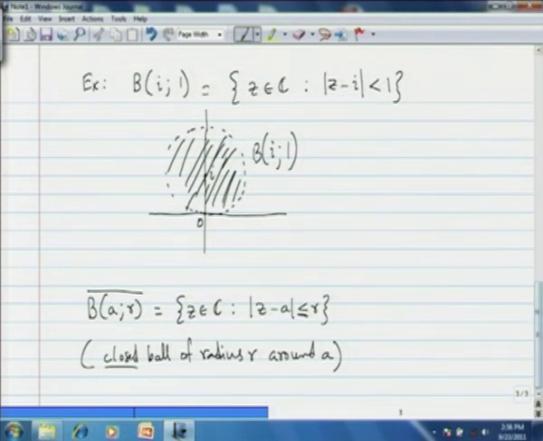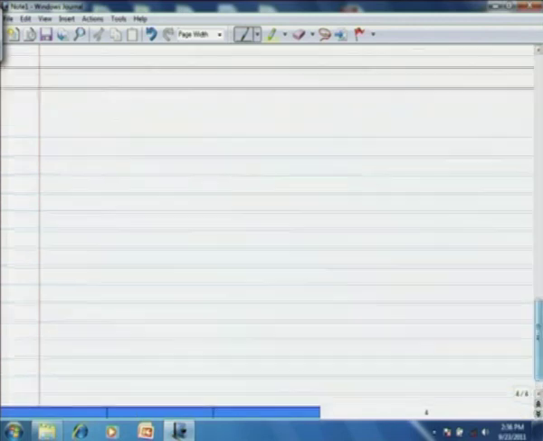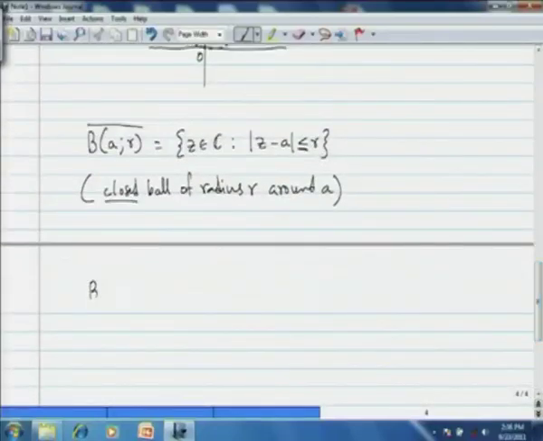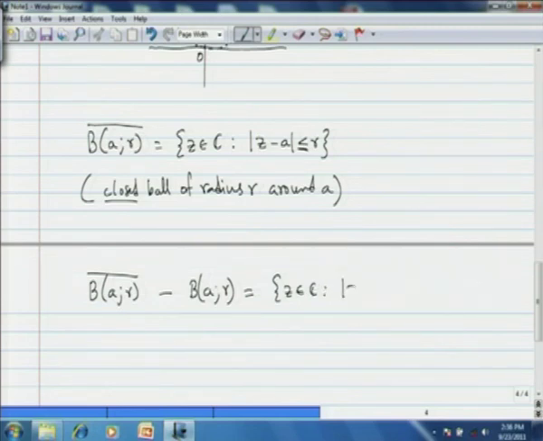So, the set difference between B(A, r) bar and B(A, r) is the set of all complex numbers which are exactly r away from A, which is essentially a circle of radius r around A.